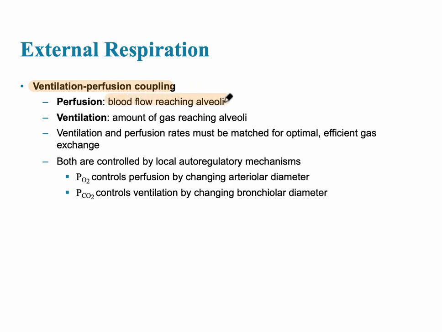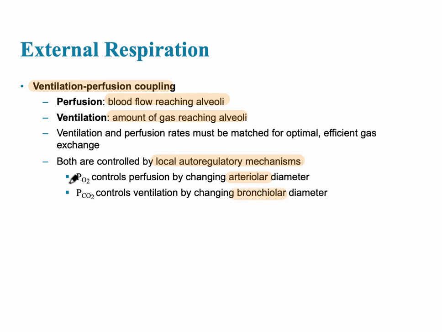And all that fancy language means is it puts together the blood flow that reaches the alveoli via the pulmonary capillaries and matches that up with the ventilation, which is the amount of gas that is reaching the alveolus for gas exchange. And so this changes automatically with local autoregulatory mechanisms, which is essentially referring to the constriction and the dilation that can happen both in the arterioles, which remember are the resistance blood vessels, and the bronchioles.